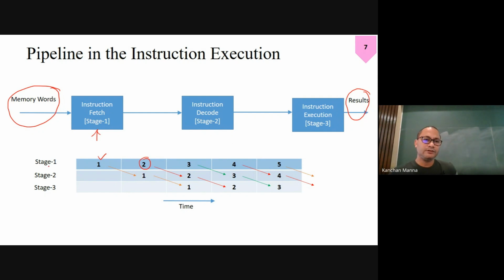Let's say these are the IF stage, the decode stage and the EX stage. We fetch the first instruction here, then it moves to the second stage and is decoded, and we fetch the second instruction. In this way all the stages are busy. In this stage we fetch the third instruction, here we decode the second instruction, and here we execute the first instruction, and then it finishes execution.